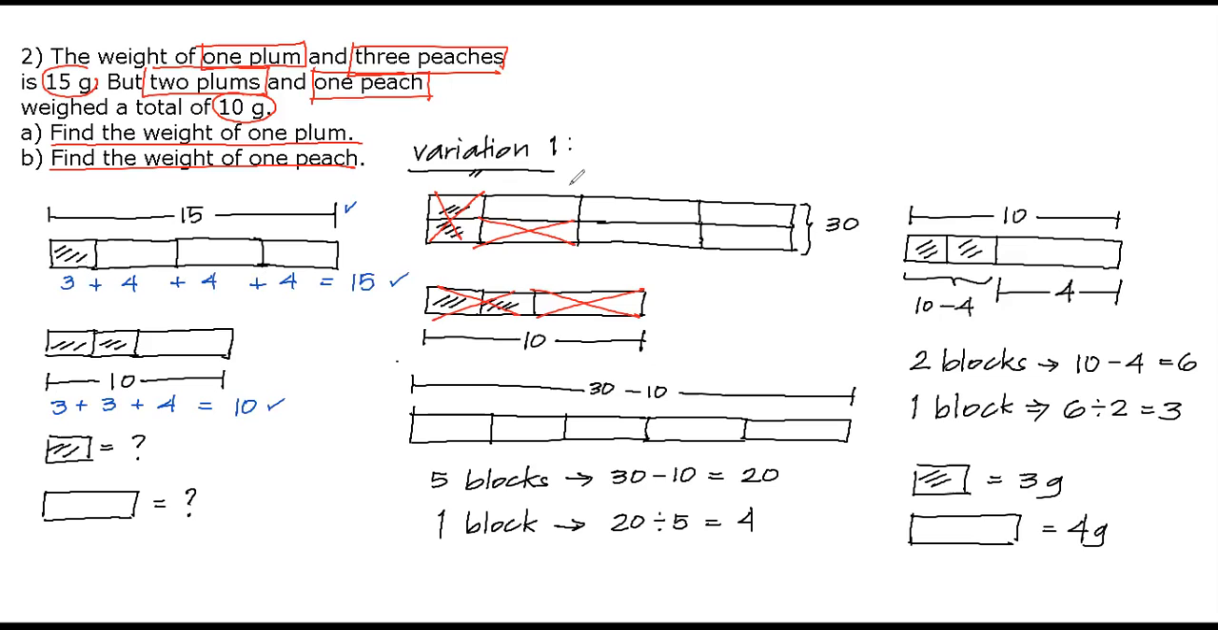Just to be sure, I will give you another variation. What if we didn't double the 1 plum and 3 peaches that weighs 15 grams, but instead we will double the 2 plums together with 1 peach that weighs 10 grams. Now, I will show you the situation for variation 2. Okay, so this is variation 2.